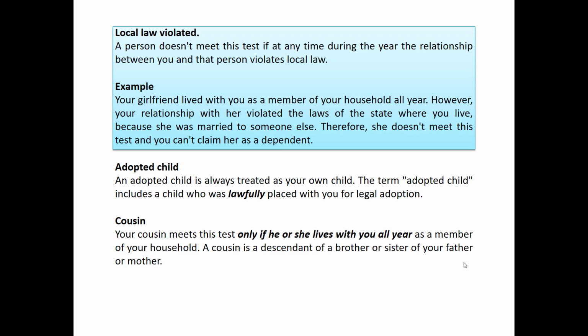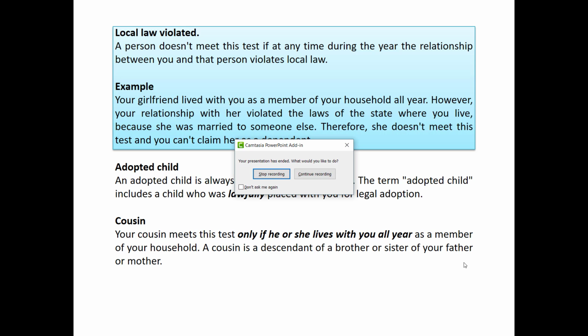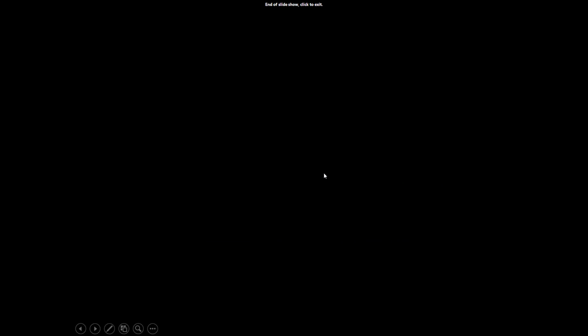Now, this thing in blue talks about you cannot violate local law. So if you're living with someone that's not your spouse, but you're still married, that you cannot be that person's dependent, because that would violate the law. And also cousins have to live with you if they're trying to claim a cousin. All right, we're getting to the end of this presentation.